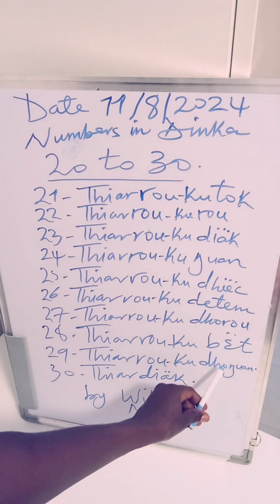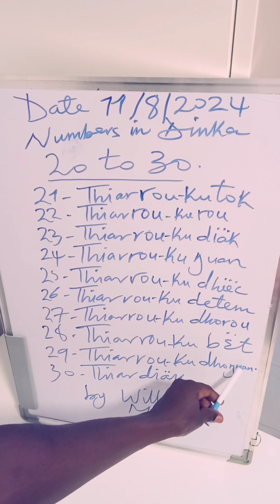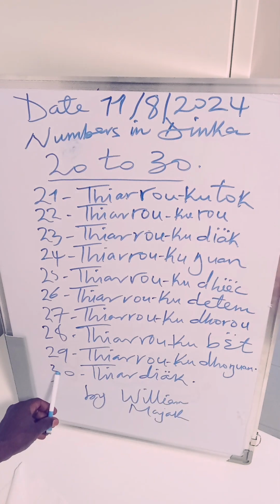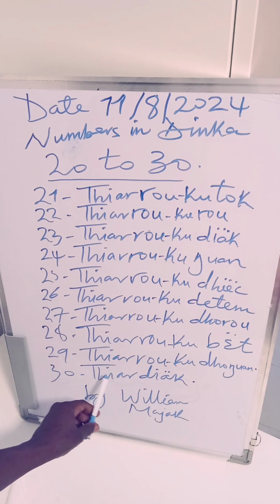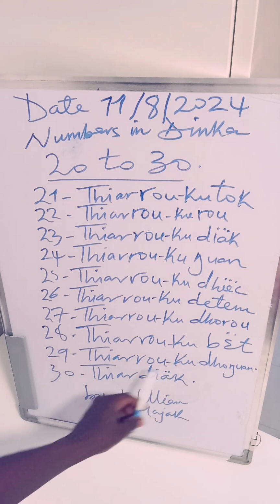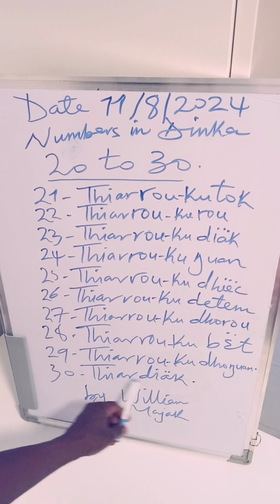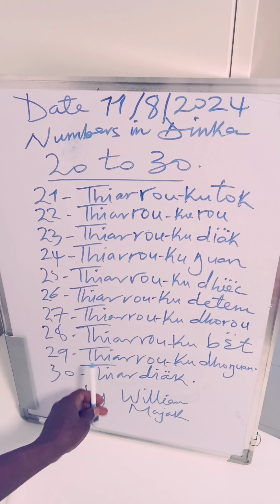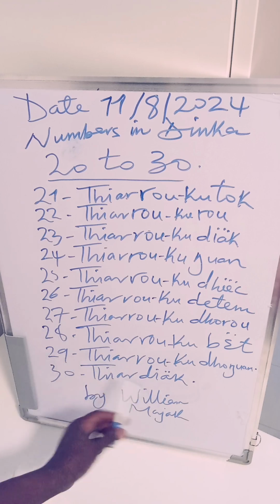Dongwan means 9. Tiaro Kudongwan. 30 is Tiardiak. Diak means 3, and Tiar means 10, so 10 times 3 is equal to 30.